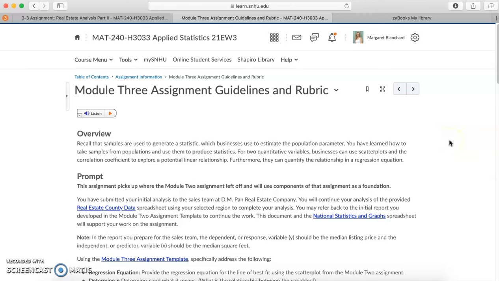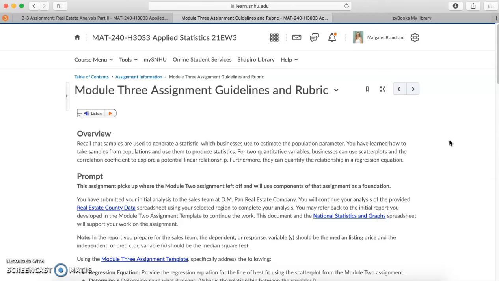Hey there, it's the Module 3 assignment overview. Here we're going to be using the same data set that we used last week, the real estate data set. In fact, we're going to use that same sample of 30 observations as well. Let's go ahead and read through the prompt a little bit and talk about the concepts this week.